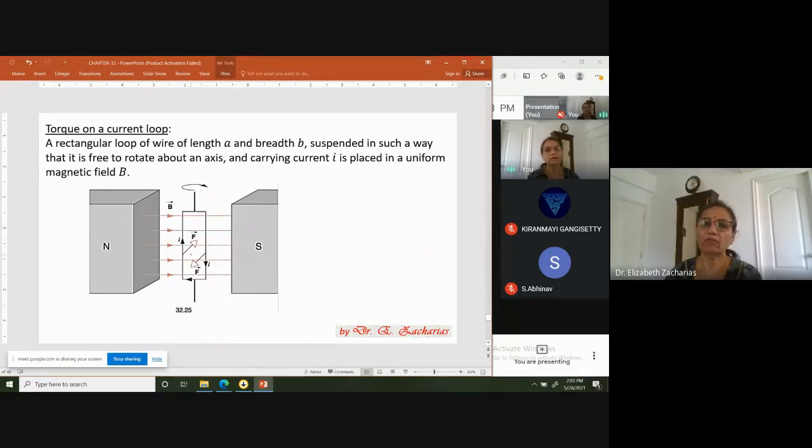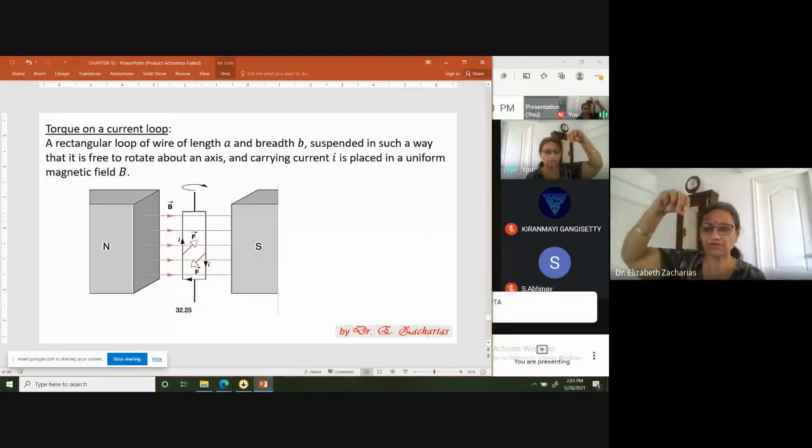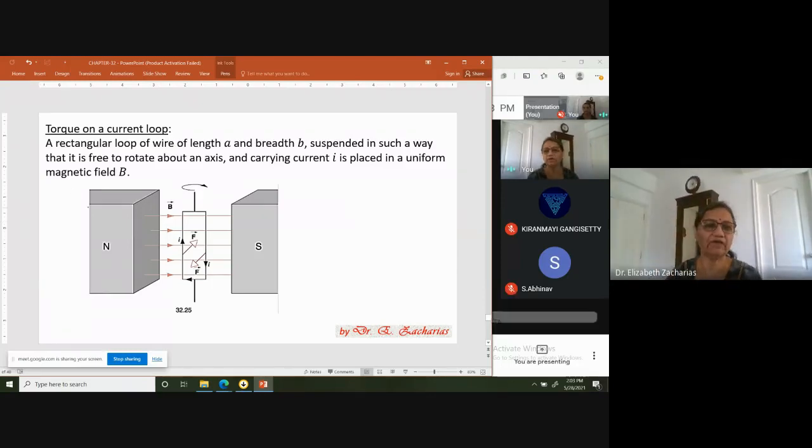What we are going to do here is have a suspension system and a rectangular loop. We're going to have a rectangular loop suspended between the two in such a way that this suspension can rotate.